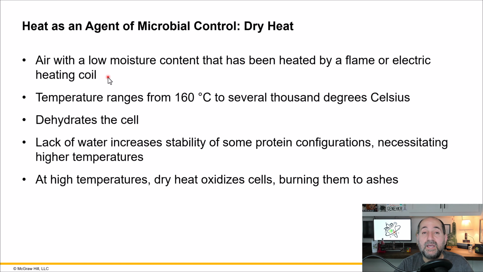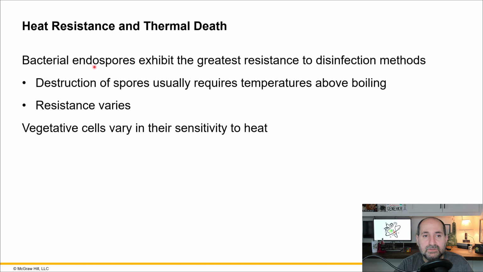You should know that dry heat includes heat from flame or electric heating coil, such as our incinerators in the lab. You should know that bacterial endospores exhibit the greatest resistance to disinfection methods. So oftentimes anything that can kill endospores is sufficient for sterilization, because anything else should also be killed by the time the endospores are neutralized.